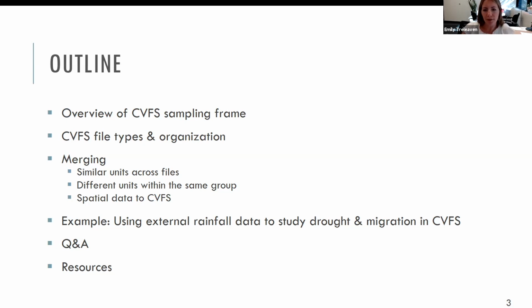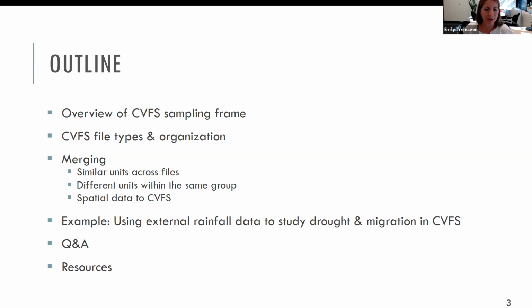Then Adrienne will cover how to merge in external data to CVFS based on GIS or spatial data, and walk through an example of a recent study we did with Nadia Diamond-Smith and Deirdre Gamiri on drought and migration that used CVFS data on migration and non-CVFS data on rainfall. We'll have some time for Q&A.